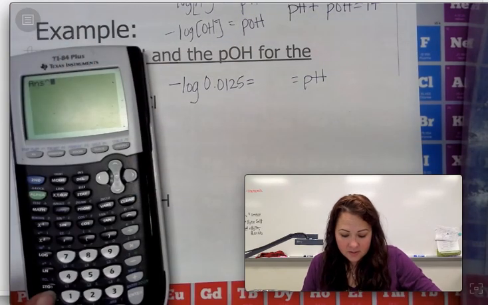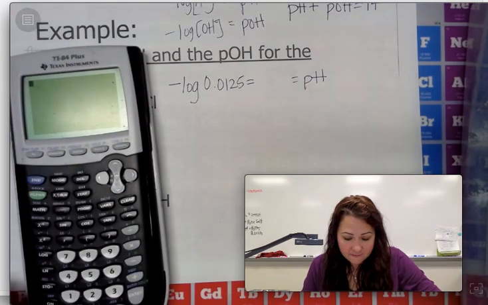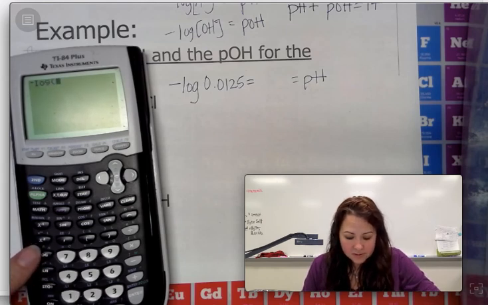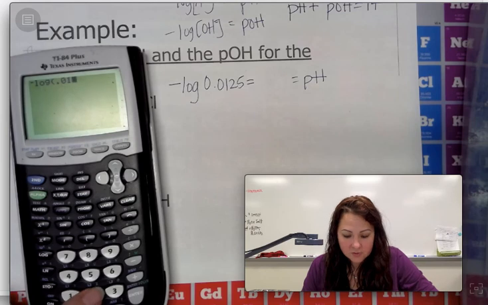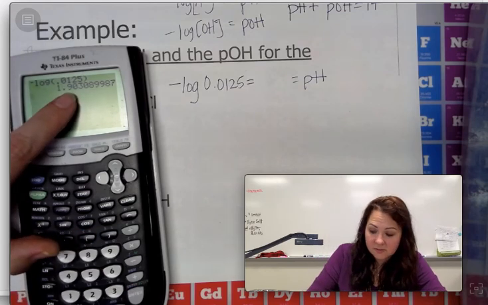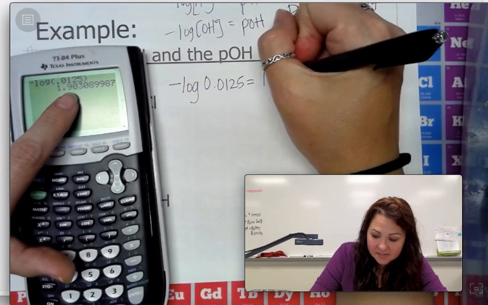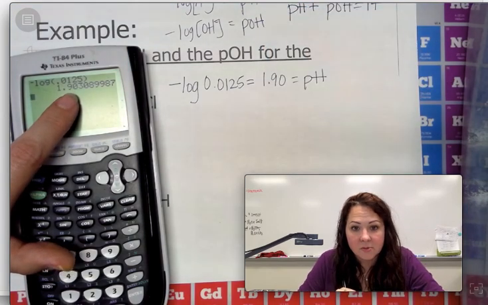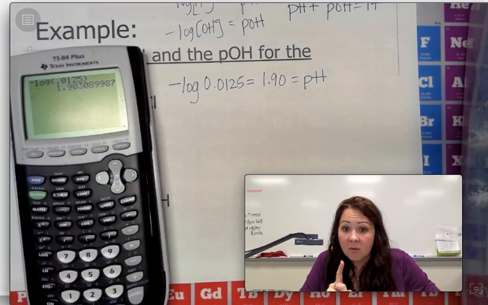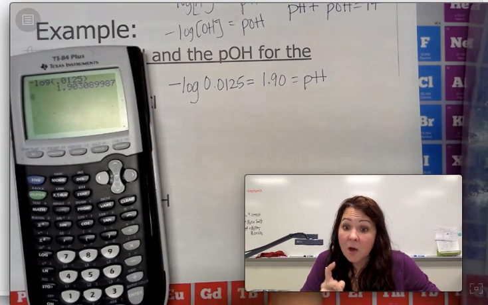So when I plug in this number, I'm going to push negative, and then log is over here on the side on my calculator. So negative log 0.0125, close up my parentheses. This number needs 3 sig figs. So you get 1.90, because the 3 makes the 0 stay the same. That's 3 sig figs. Now, this also asked me for my pOH.